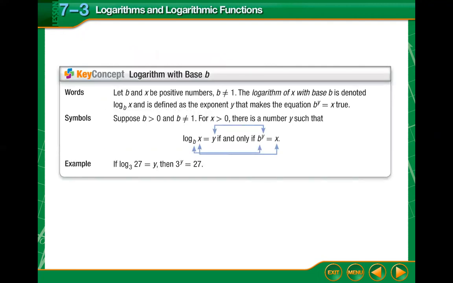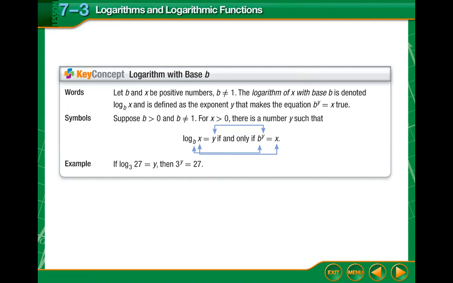So one of the key things we have for a logarithm with base b is that we let b and x be positive numbers, b cannot be 1, and the logarithm of x with base b is denoted by log base b of x. That is how we say this part here, and is defined as the exponent y that makes the equation b to the y equals x true.